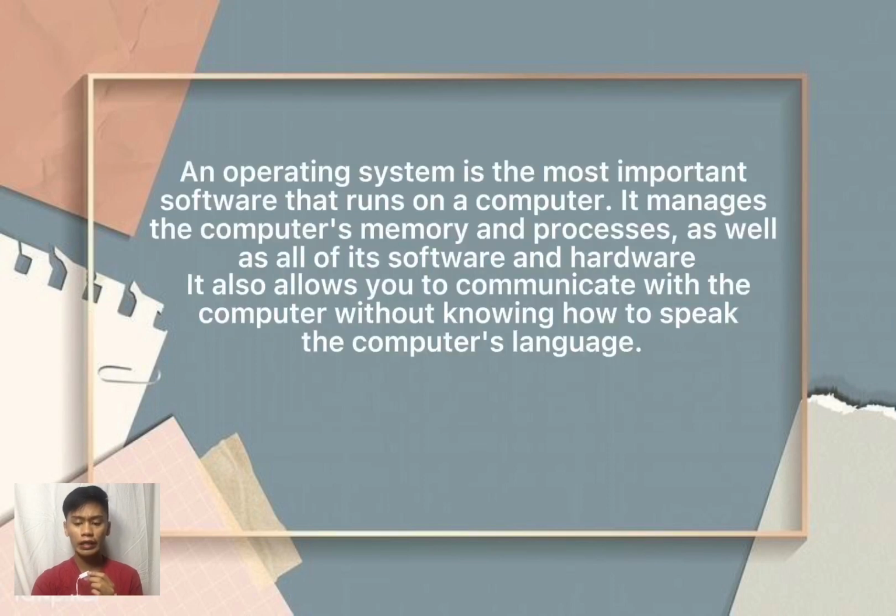So an operating system is the most important software that runs on a computer. It manages the computer's memory and processes, as well as all of its software and hardware. It also allows you to communicate with the computer without knowing how to speak the computer's language.